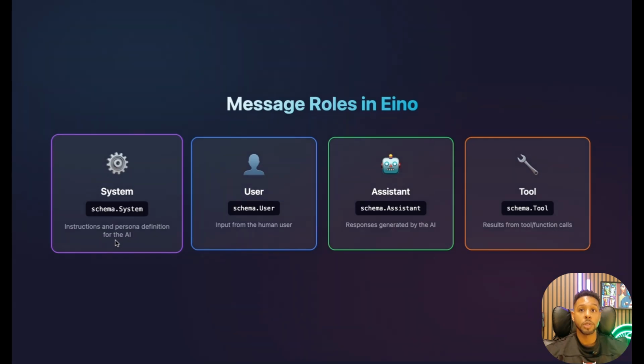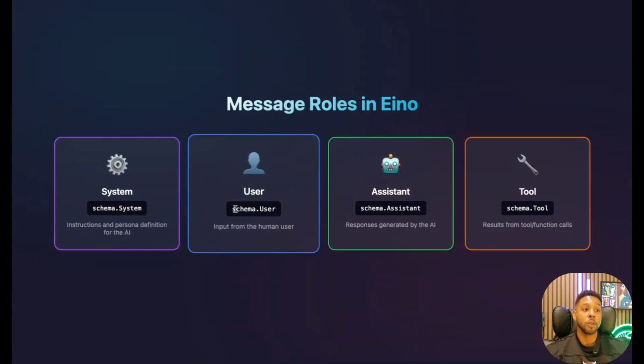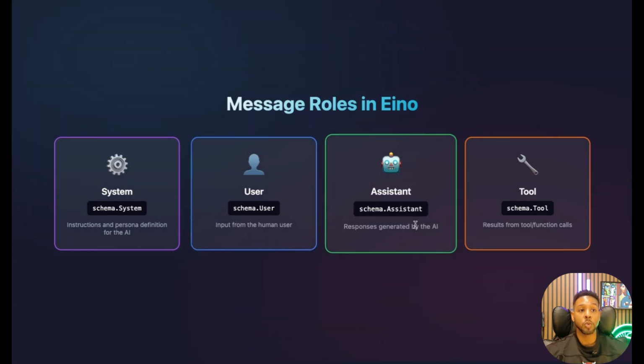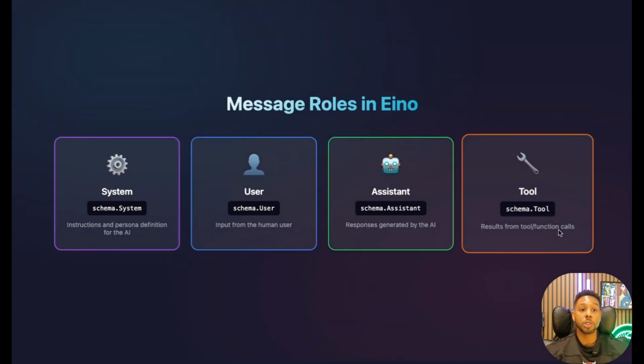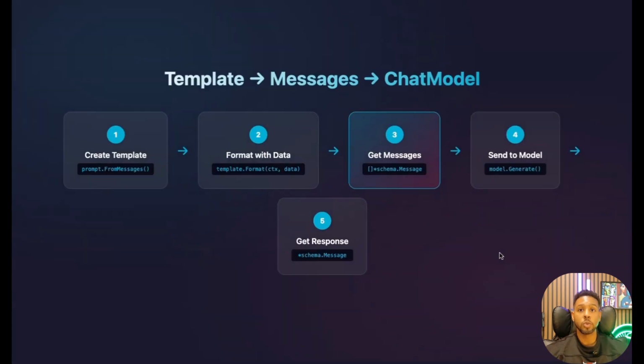When it comes to roles, these are the 4 roles. You have the system message, which is the instructions to the LLM that tells it how it should behave or defines its persona. You've got the user message, which is the input from the user, the assistant message, which is what will be populated in the response, and then you've got tool messages, which are results from tool function calls. And if you aren't familiar with tools or function calls, don't worry about it. We're going to cover that in a later video, but these are the 4 types of messages that you can have.